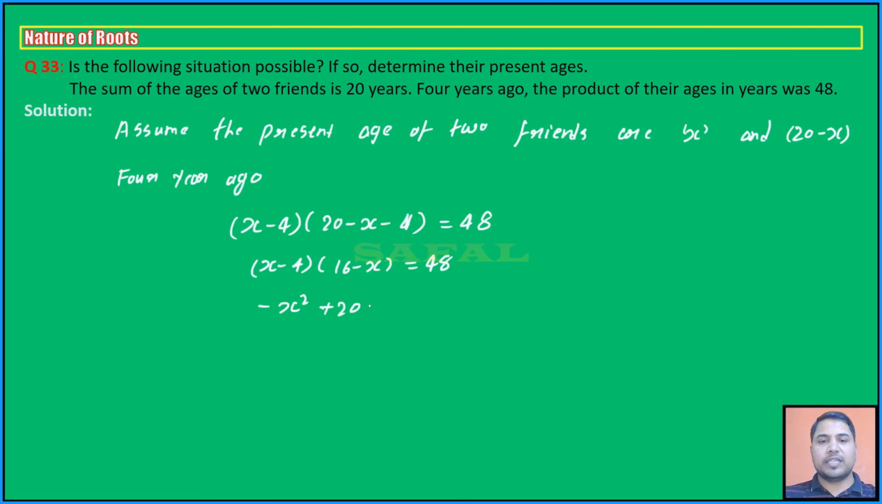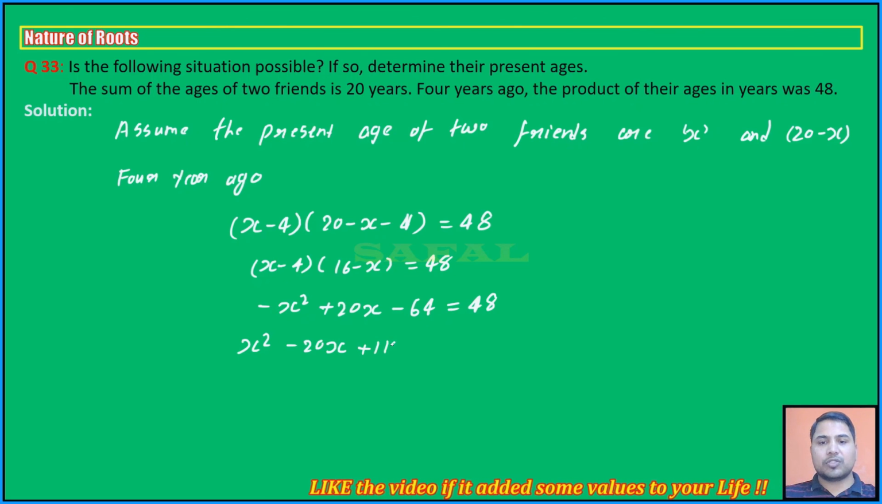So that's plus 20x and minus 64 equals what? 48. So x into 16, 16 minus x into minus 4, that is plus 4x. So that's why plus 20x minus x square and minus 64. So writing this equation in a standard form, so x square minus 20x, this 64 will go that side. So 64 and 48 will get added. So that will become 112. So equals what? 0.